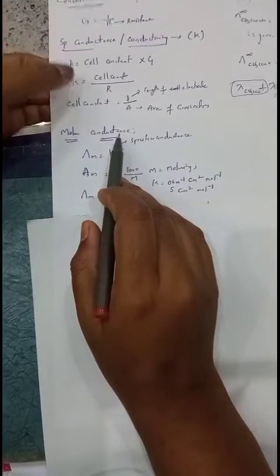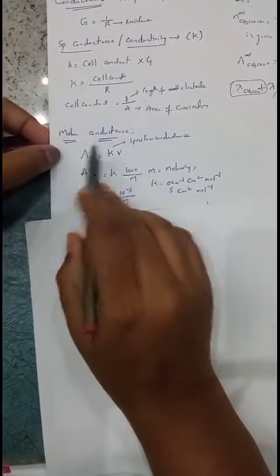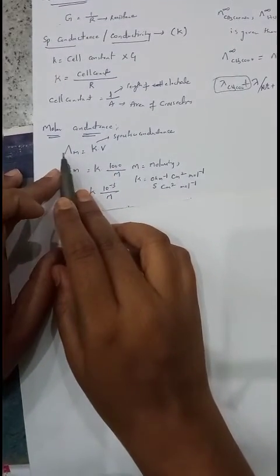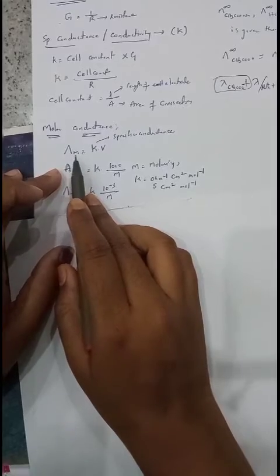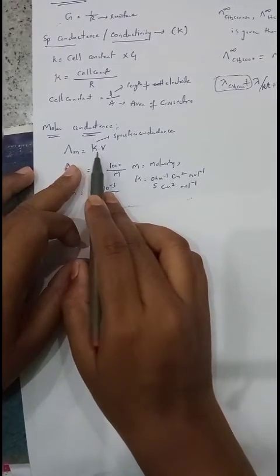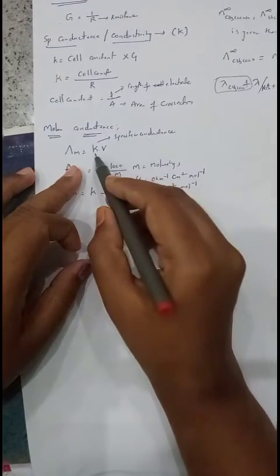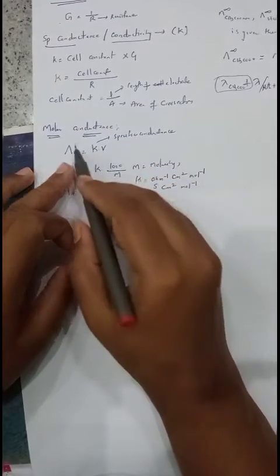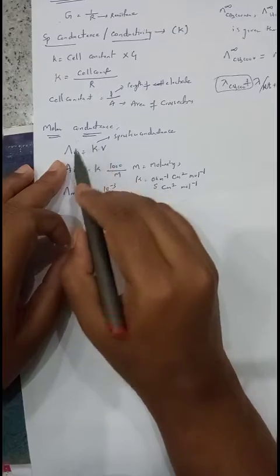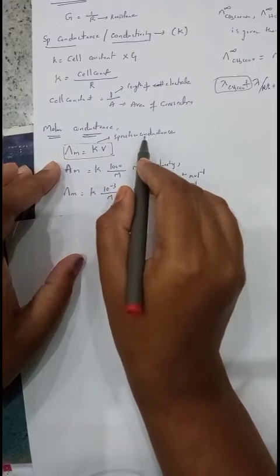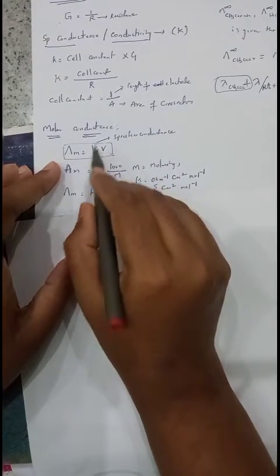Next, you want to know about molar conductance. Specific conductance is indicated by K. Molar conductance is always indicated by lambda m. This equals K into V. K is specific conductance, and specific conductance into volume gives molar conductance. So lambda m equals K into V.